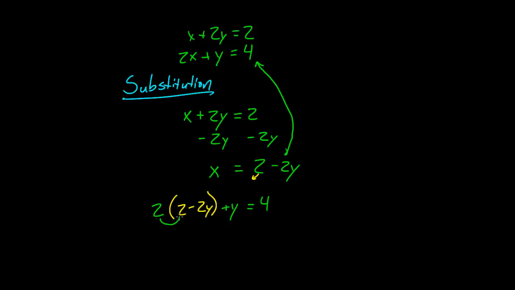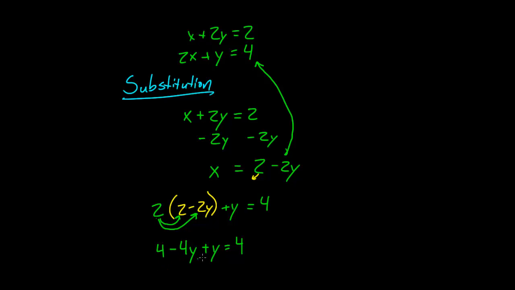Distribution. The distributive property. I have to take this to everything inside. 2 times 2 is 4. 2 times negative 2y. Big mistake is forgetting this negative. 2 times negative 2y. Negative 4y. Now it's out of the parentheses. Plus y is equal to 4.